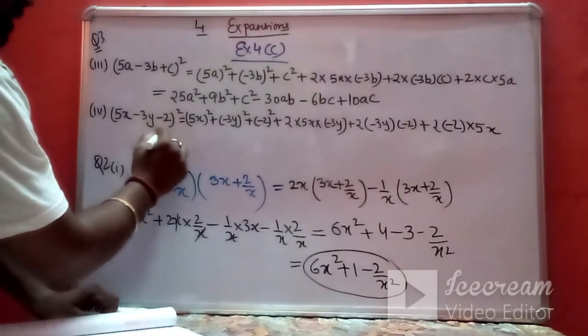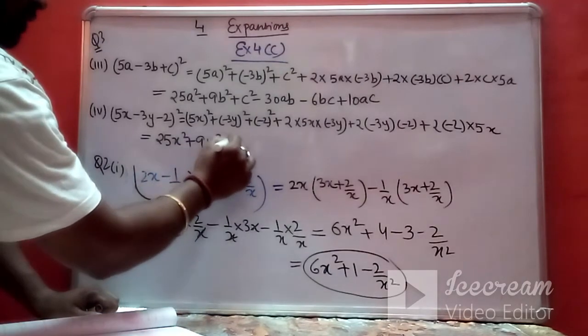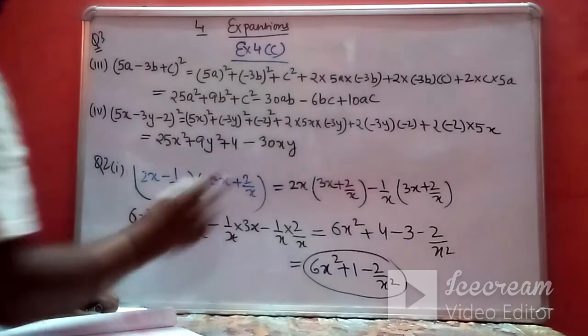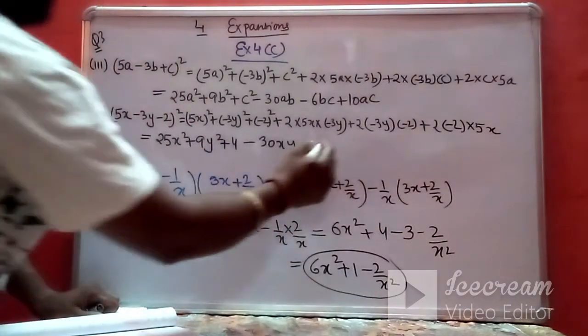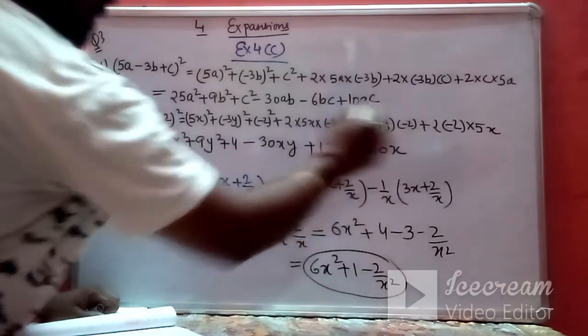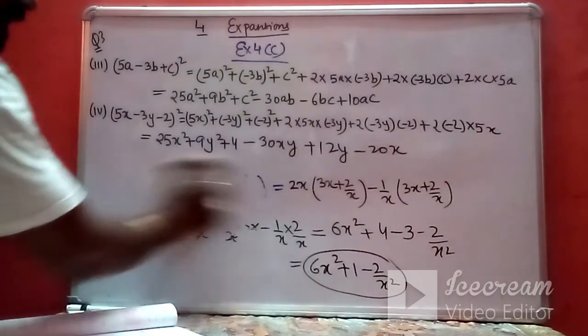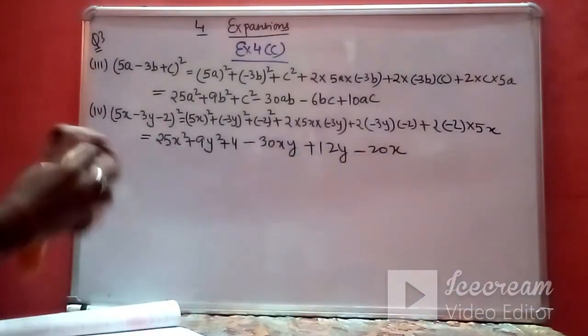So what we will get? 25x square, 9y square plus 4, then minus 30xy. Then minus into minus is plus, so it is 12y, then minus 20x. So here you can see I have used the same formula, but I have taken the values of a, b and c along with the sign of a, b and c.